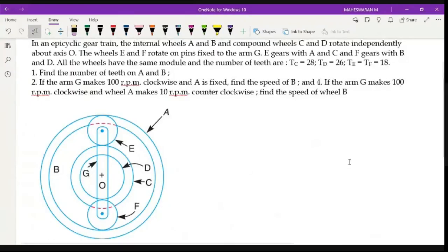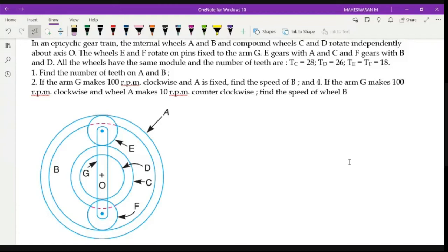So this is the problem. It's an epicyclic gear train. You have some internal wheels and compound wheels also. They mention the fixing and the teeth. They are asking you to identify the number of teeth at A and the number of teeth at B. Then, what happens if the arm is rotating at 100 RPM clockwise and if it is fixed?